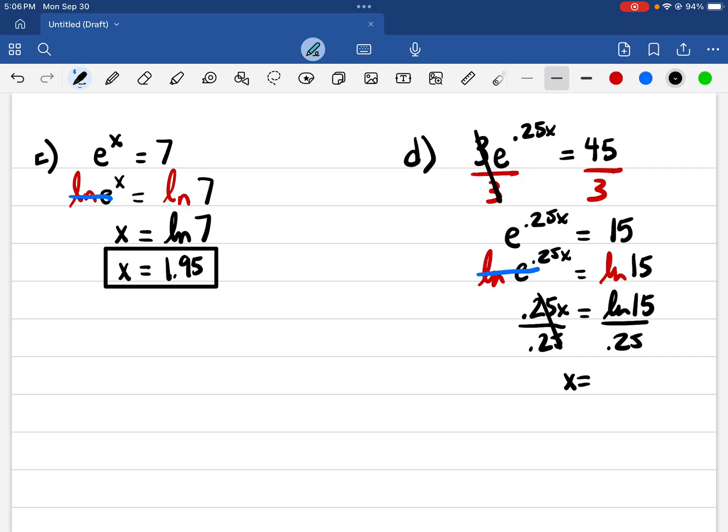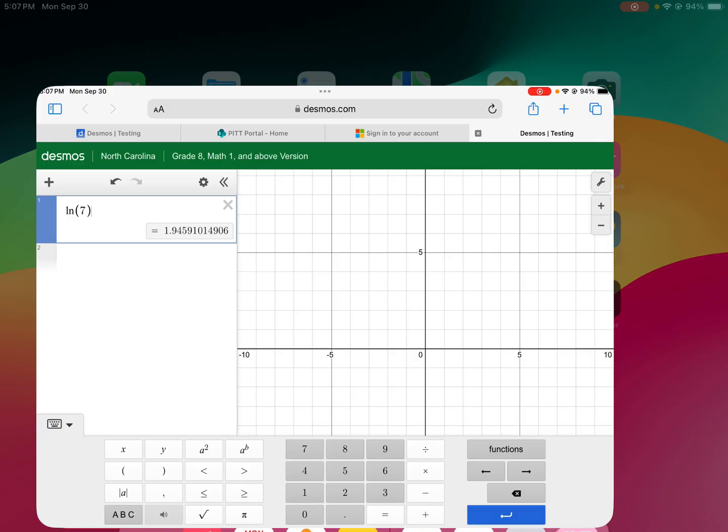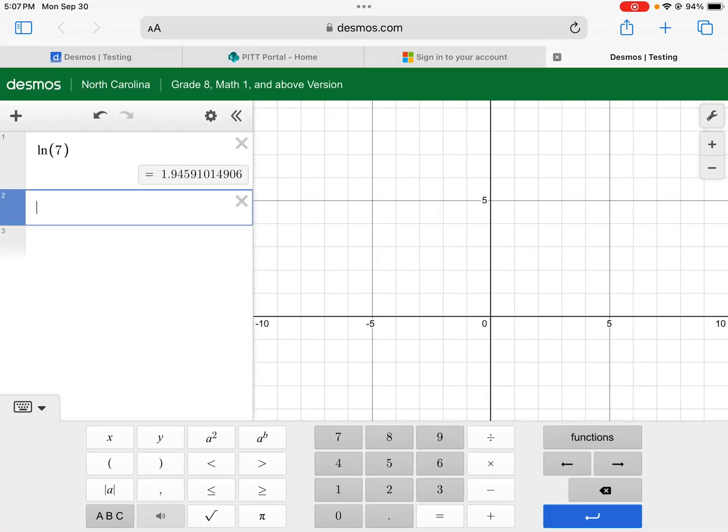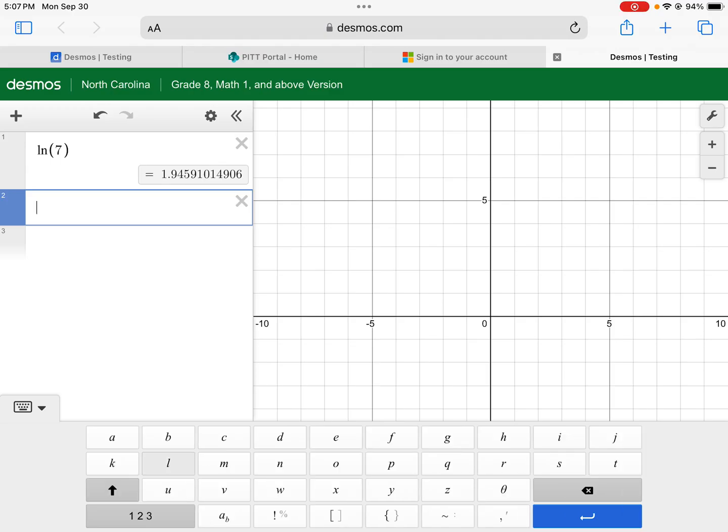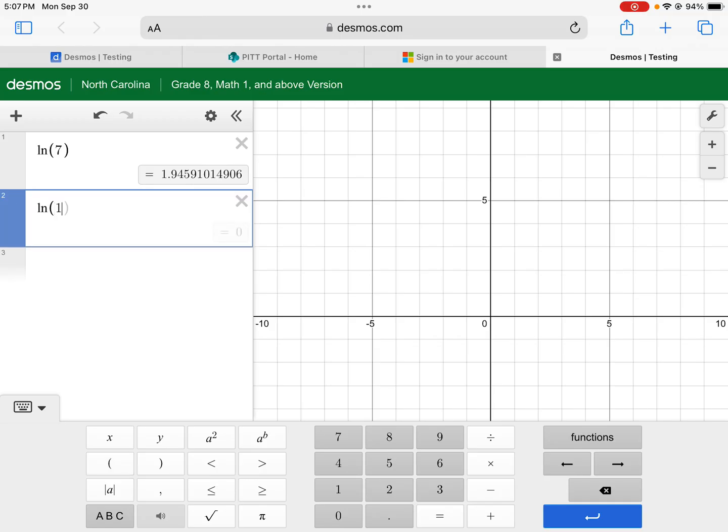And I'm going to go to the calculator, Desmos, and type in natural log of 15 divided by 0.25. And again, we're going nearest hundredth. So look at that second decimal. It's a 3. Behind it is a 2. That's not going to round it any different. So we're going 10.83.